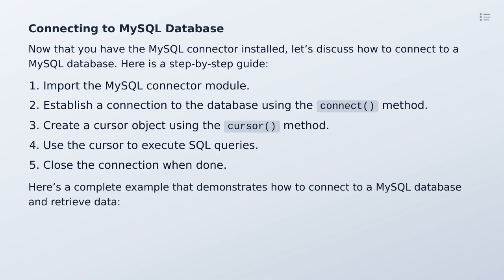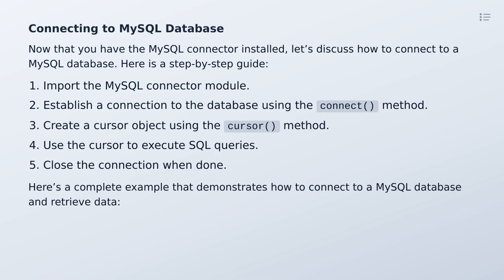First, import the MySQL connector module. Next, establish a connection to the database using the connect method. Then, create a cursor object using the cursor method. Then, use the cursor to execute SQL queries. Finally, close the connection when done.